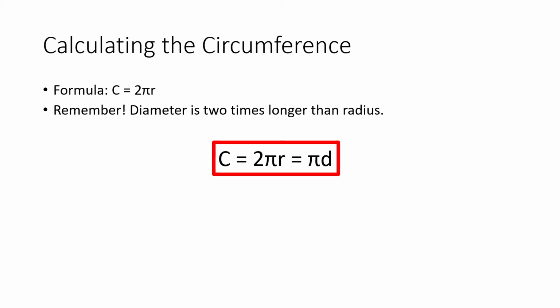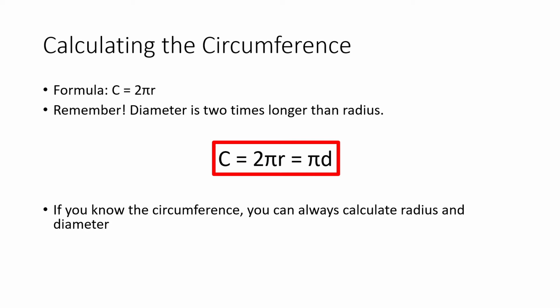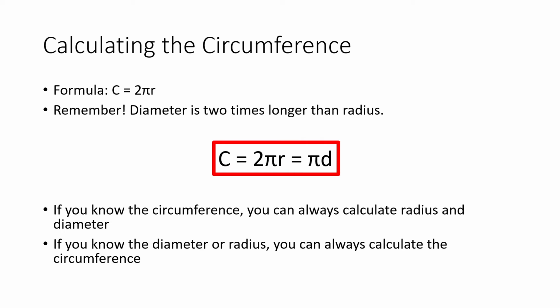Based on this formula, you can calculate the radius and the diameter of a circle if you know its circumference. Similarly, you can calculate the circumference of the circle if you know its diameter or its radius. Let's go through a couple of examples.